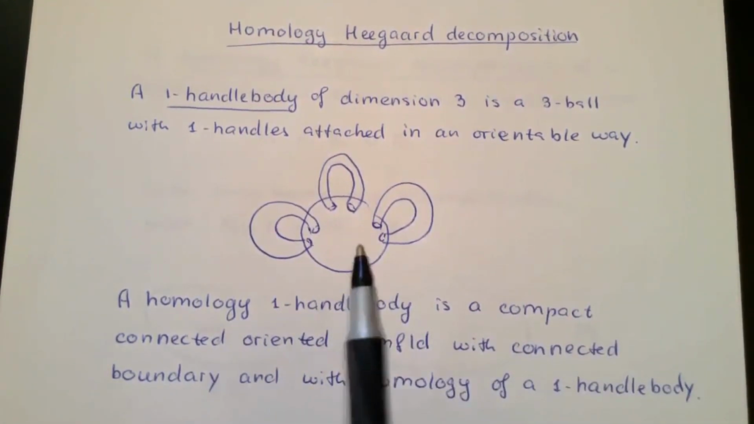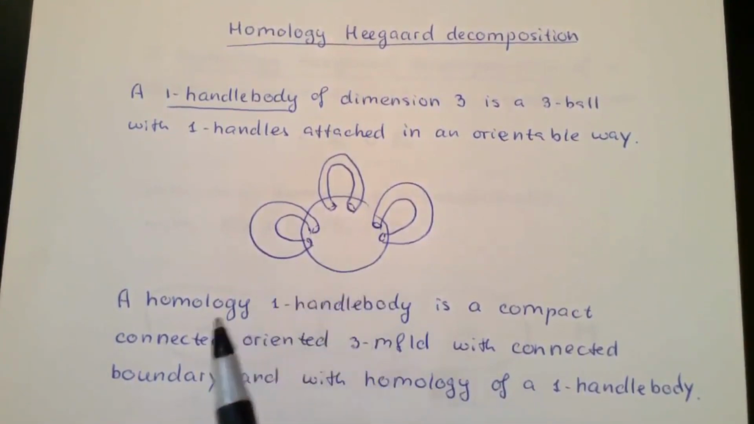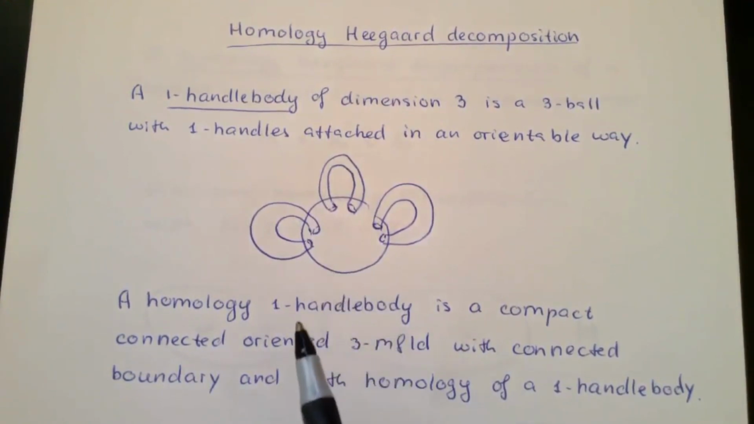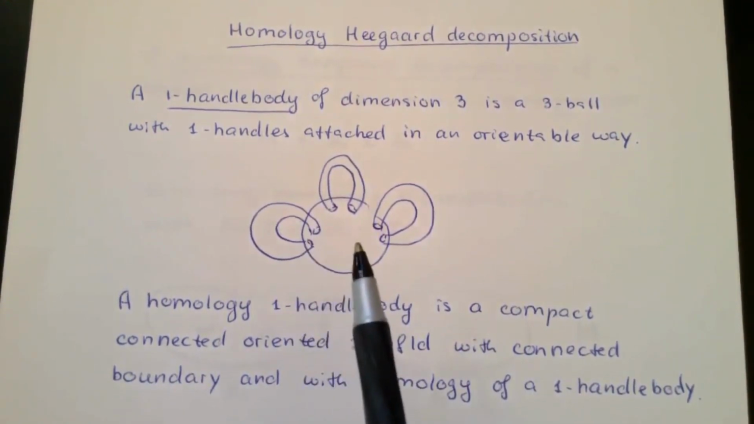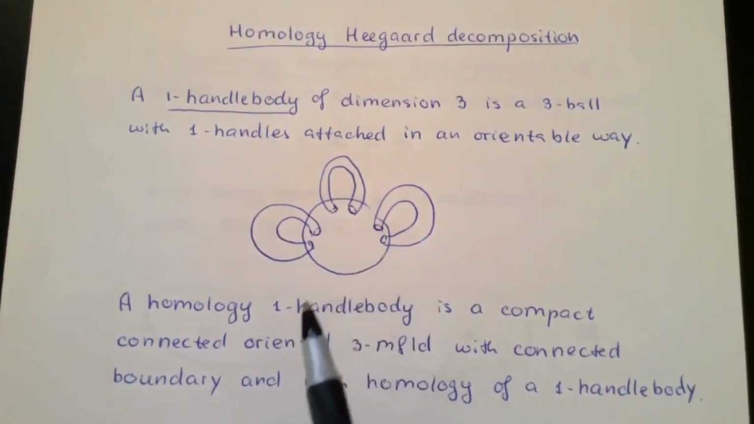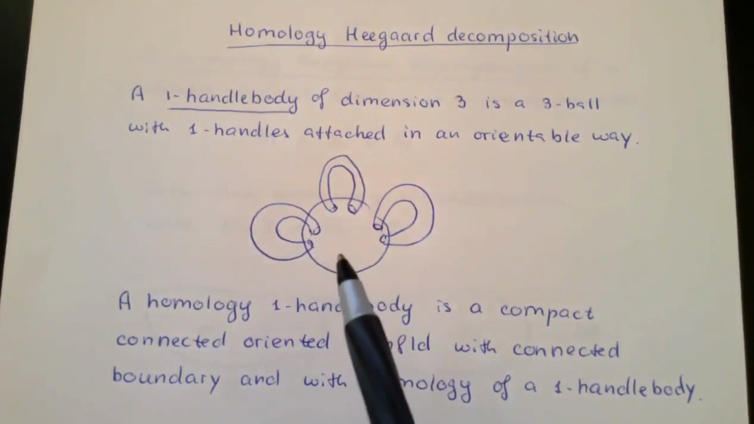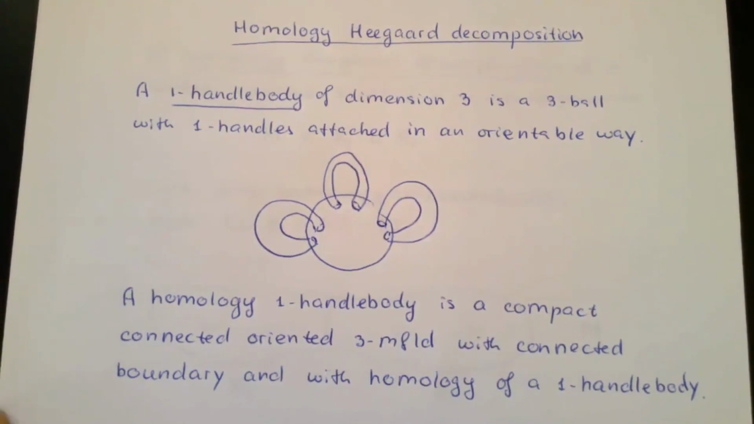You can see also that the homotopy type of a one-handle body is just a wedge of circles. Now, a homology one-handle body is a compact connected oriented three-dimensional manifold with connected boundary and with homology of a one-handle body. So I do not require that this three-dimensional manifold has only handles of index 0 and of index 1. This handle body may have handles of index 2. However, what is important is that its homology is precisely the same as the homology of the wedge of circles.